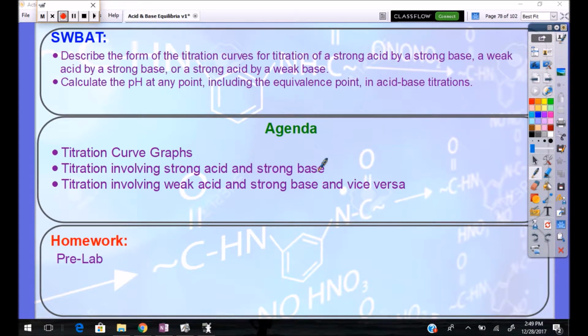Alright class, today we're going to describe the form of the titration curves for titrations of strong acid by strong base, also weak acid by strong base, and vice versa, strong acid and weak base. We'll calculate the pH at any point, including the equivalence point, in acid-base titrations. This pairs well with the pre-lab. The pre-lab and the lab are all based around titrations, so this will be very helpful for that aspect.